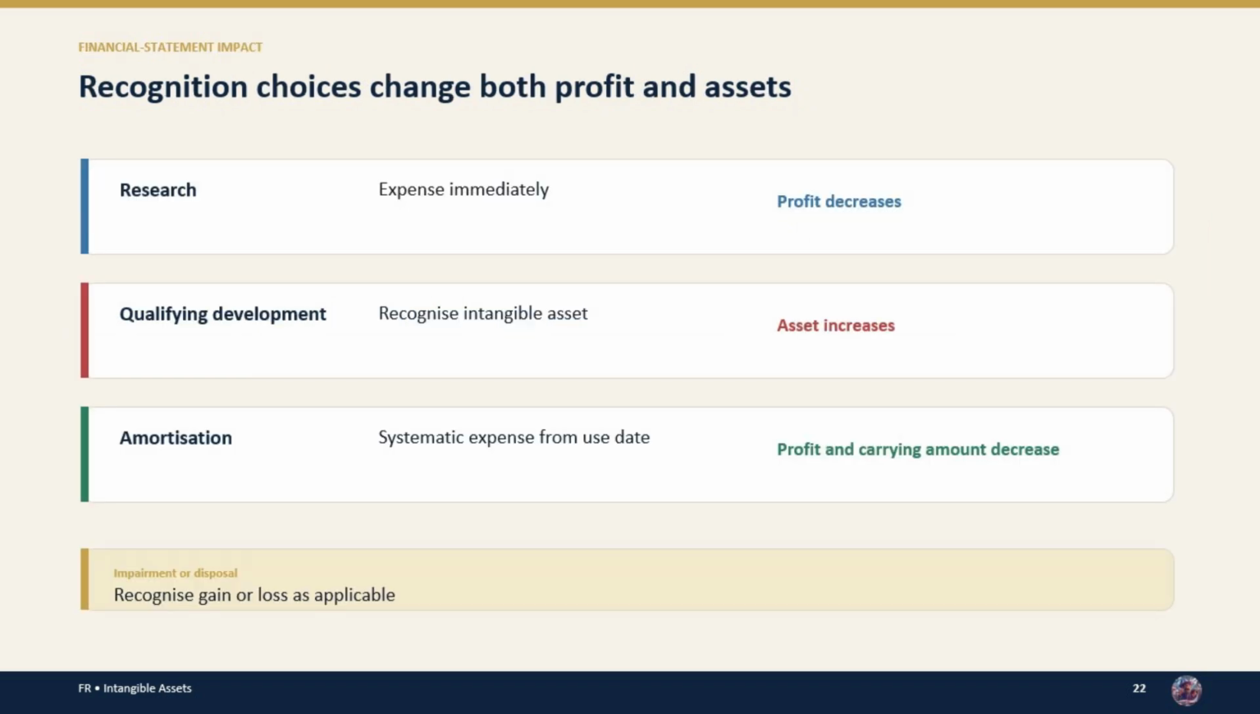Research and pre-criteria development reduce profit immediately. Qualifying development creates an intangible asset, followed by amortization when available for use. An impairment loss reduces profit and carrying amount when required. Disposal removes cost and accumulated amortization, and records a gain or loss in profit. Always state both sides of the effect. The explanation can earn marks beyond the calculation.